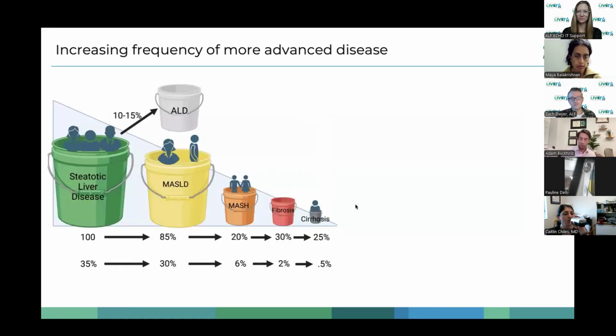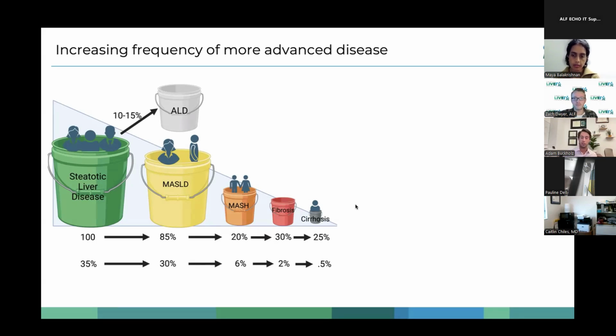And conceptually, I like to think about fat in the liver or steatotic liver disease as a large bucket that holds about 35% of all Americans. Some small percentage of those will have alcohol-related liver disease, which is causing their steatosis, but the majority, about 85%, will be due to metabolic disease primarily. And about a quarter of those patients will develop steatohepatitis, called MASH, or inflammation related to this fat. And about a quarter to a third of those patients will start to develop scar tissue related to this inflammation, and about a quarter of them will develop cirrhosis or end-stage liver disease.